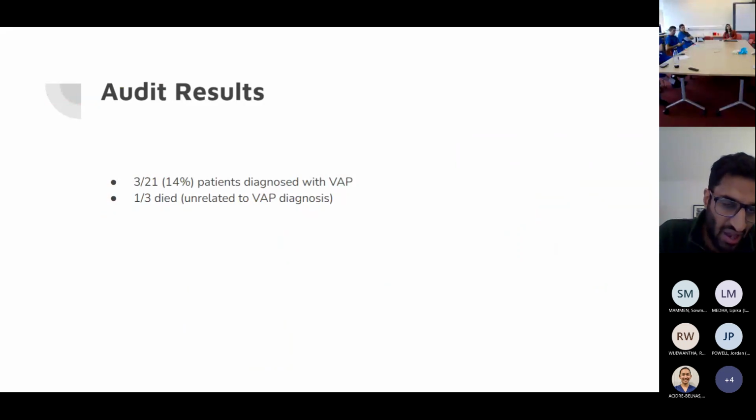Just out of the patients that I surveyed, 3 of them were diagnosed with a VAP, and 1 of them died, but with a cause unrelated to the diagnosed VAP. So actually, our prevalence of VAP, albeit this was a very small sample size, wasn't too bad. It was sort of at the lower end of the quoted prevalence that I found in the literature.